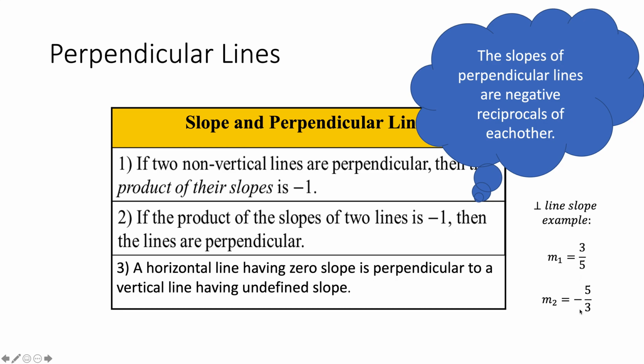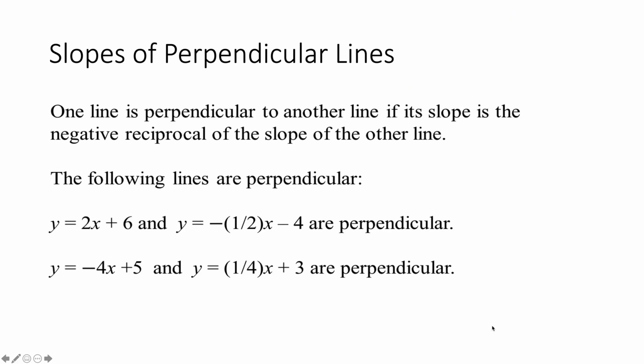Of course, if it starts off as a positive, you have to get a negative for the perpendicular slope. If it starts off as a negative, you have to get a positive. Okay, so let's talk about a couple of examples.